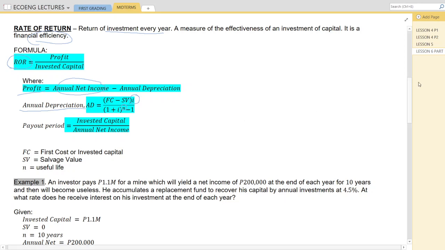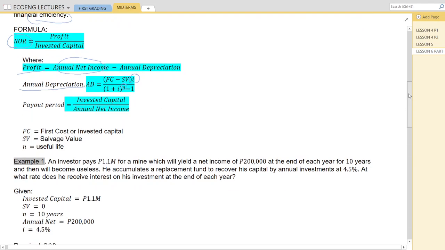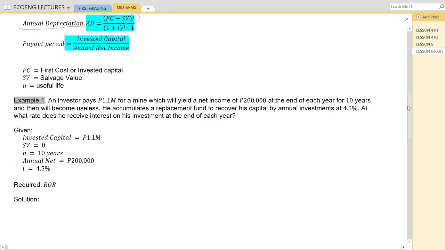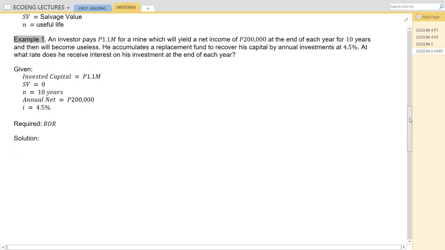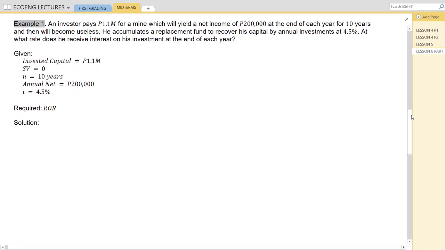So for example, we have two examples here for the computation of the percentage increase or decrease, and that is the ROR, or the rate of return. Example number one. An investor pays 1.1 million for a mine which will yield a net income of 200,000 at the end of each year for 10 years and then will become useless. So the useful life of the project, or the capital, is 10 years already. That is at the end of 10 years.